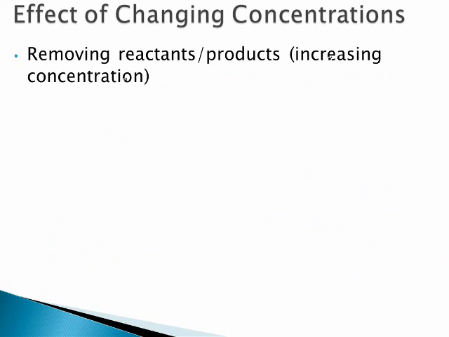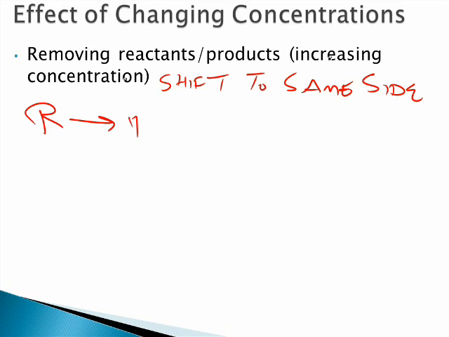Now, what about if we remove product or reactant? Well, then we have a shift to the same side. If we remove some of these reactants, the shift will be back there to compensate. The products will start making more reactants. If we remove product, then we're going to shift again to the products to start making more product.